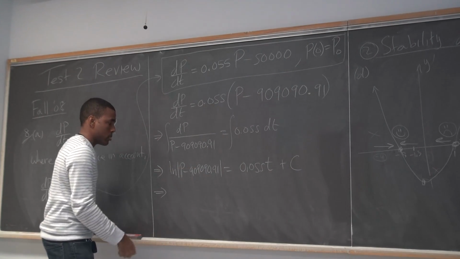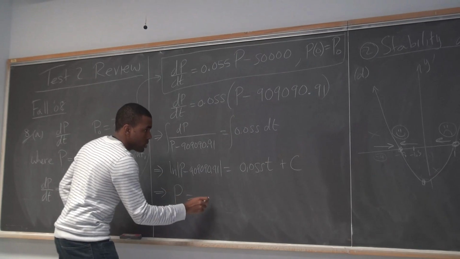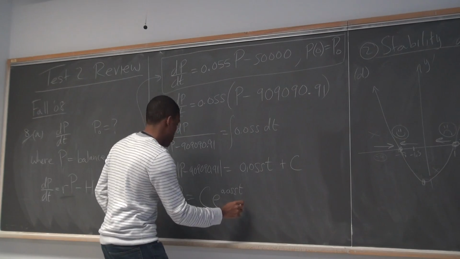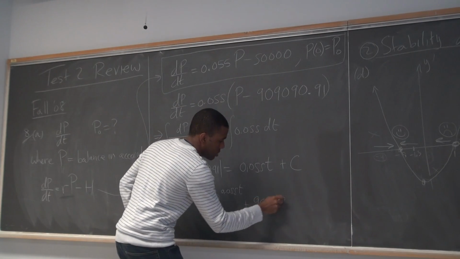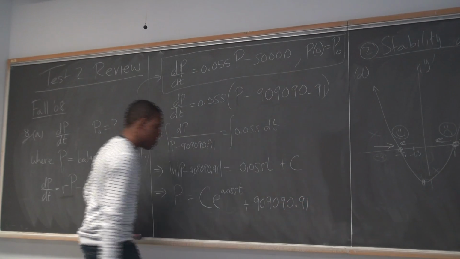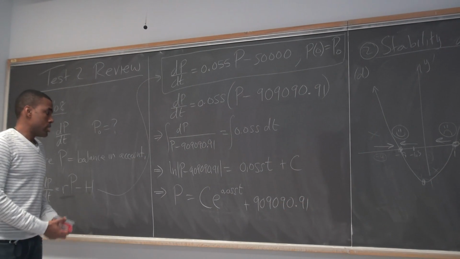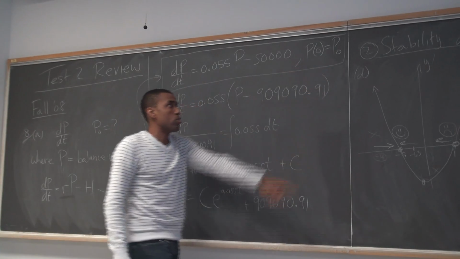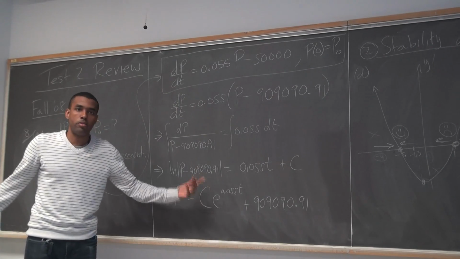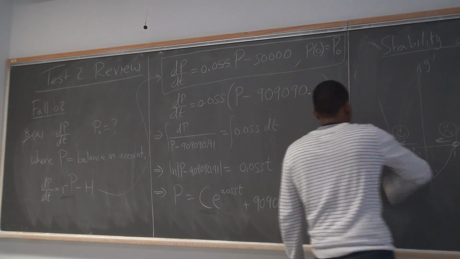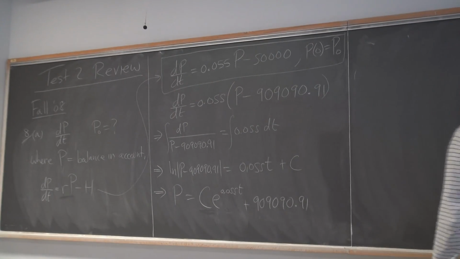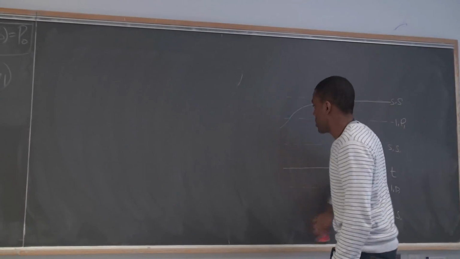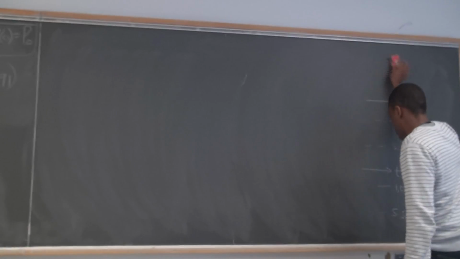And raise both sides to the exponential. I get P equals C e to the 0.055t plus 909,090.91. Now the question says we have to solve it for the general solution with the yet unknown value of P0, which means it's not good enough to have a C here. I need my answer to have P0 in it, P naught. So all I do is just apply that initial condition, pretend P naught was a number and just apply it that way.